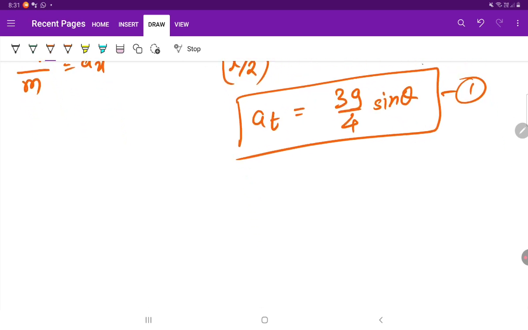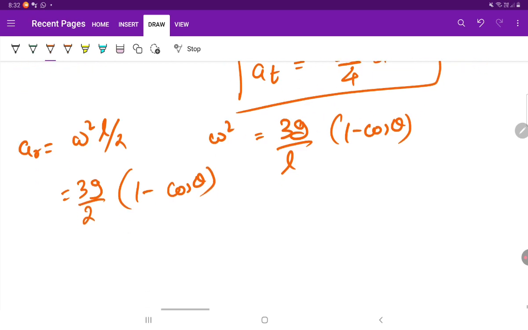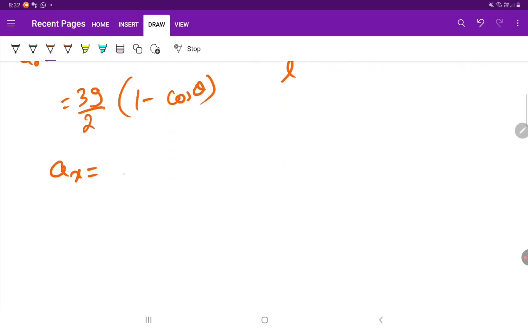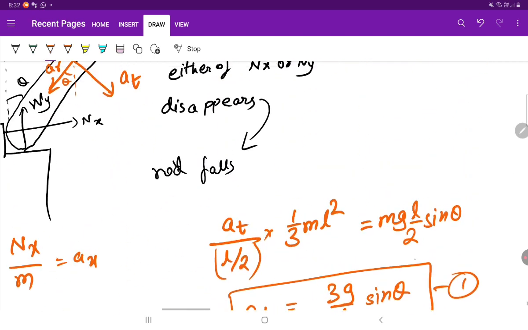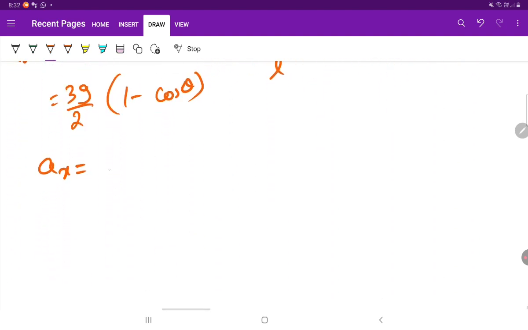And second thing, we already derived that omega square is equals to 3g by L into 1 minus cos theta. So I can say ar to be omega square L by 2, which will come out to be 3g by 2 into 1 minus cos theta. And ax can be written as at cos theta minus ar sin theta.